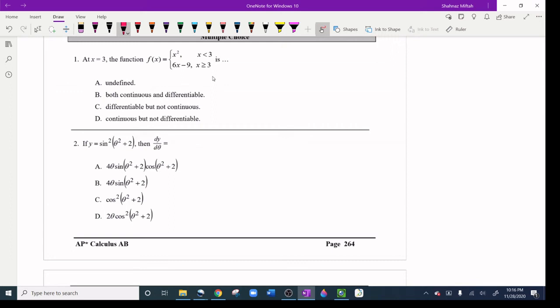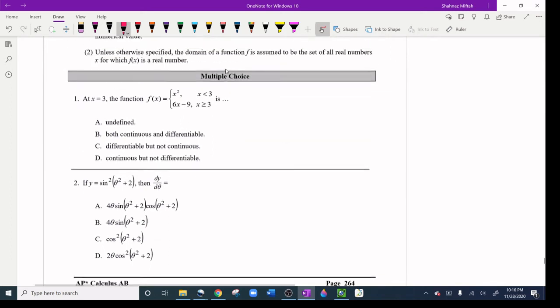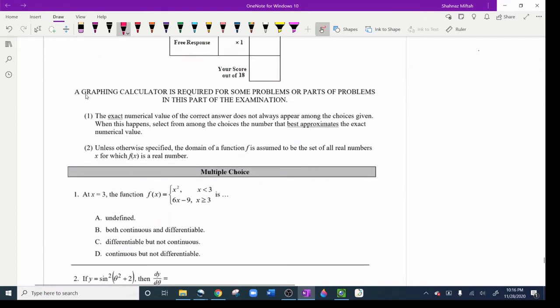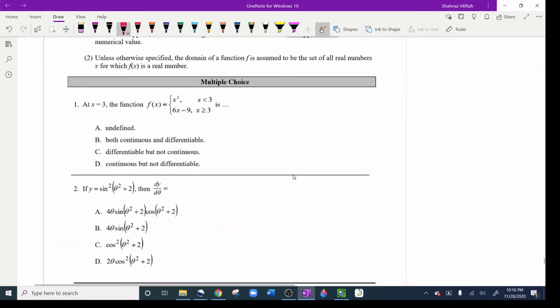For this question number 1, it's a calculator based multiple choice question. It says a graphing calculator is required for some problems. So the first question says if it's at x equal 3, this piecewise function is defined, undefined, continuous, and differentiable. So technically we are looking for continuity, differentiability, and if it's defined or not defined.